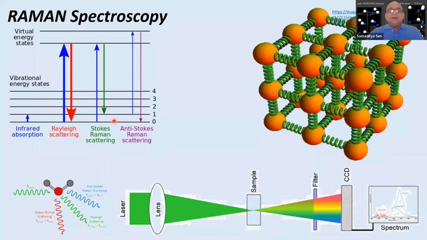From this we can know the energy of vibration that these molecules are having. So basically what we do is we put a laser, focus the light on the sample using a lens, and then the light reflects or passes through it, and then we put a filter which takes away the Rayleigh scattering wavelength. This is a notch filter or a bandpass filter.